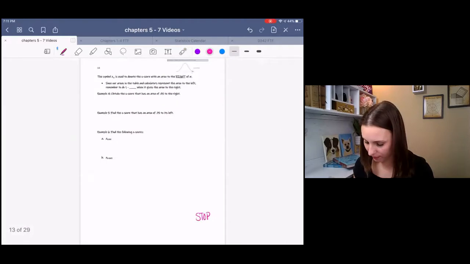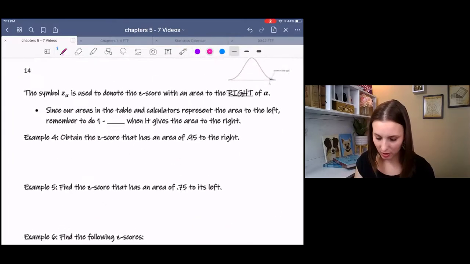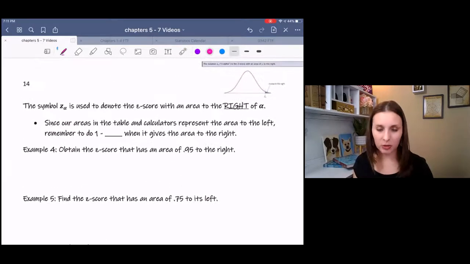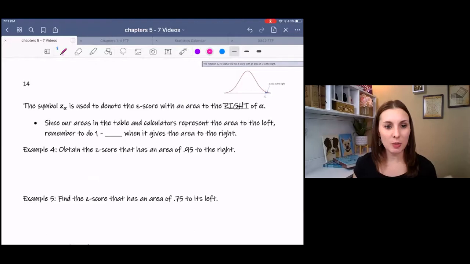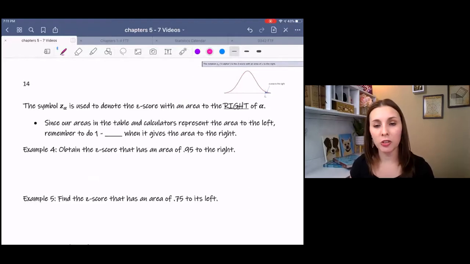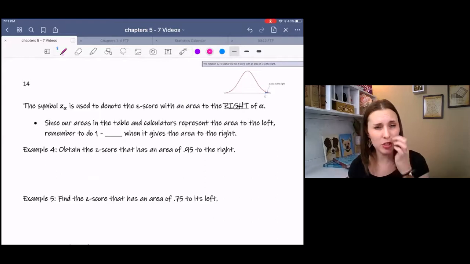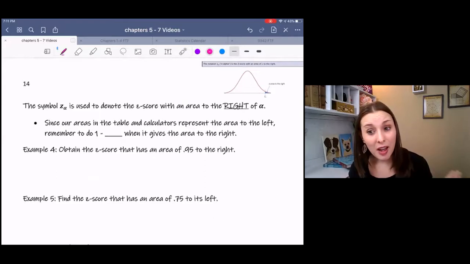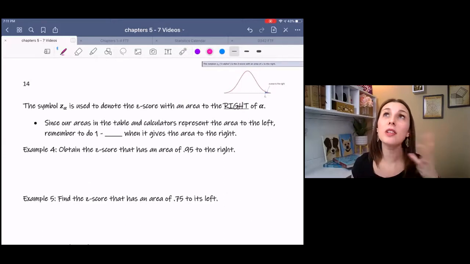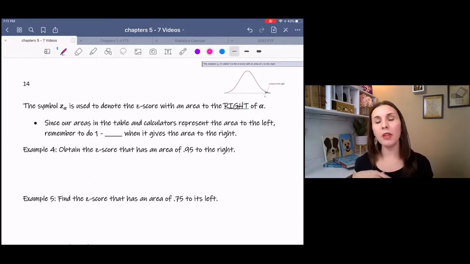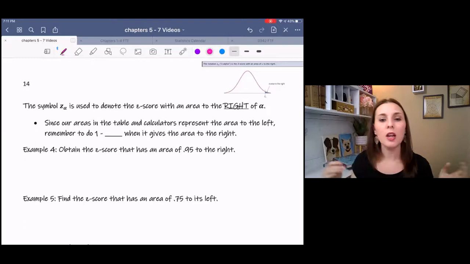Okay, last page. The last thing we're going to look at, hopefully I don't confuse you here. The symbol Z sub alpha, or Z alpha, is used to denote the z-score with an area to the right of alpha, which is like, wait, what? I thought we were talking about the area to the left. Now why are we talking about the area to the right? What does that mean?